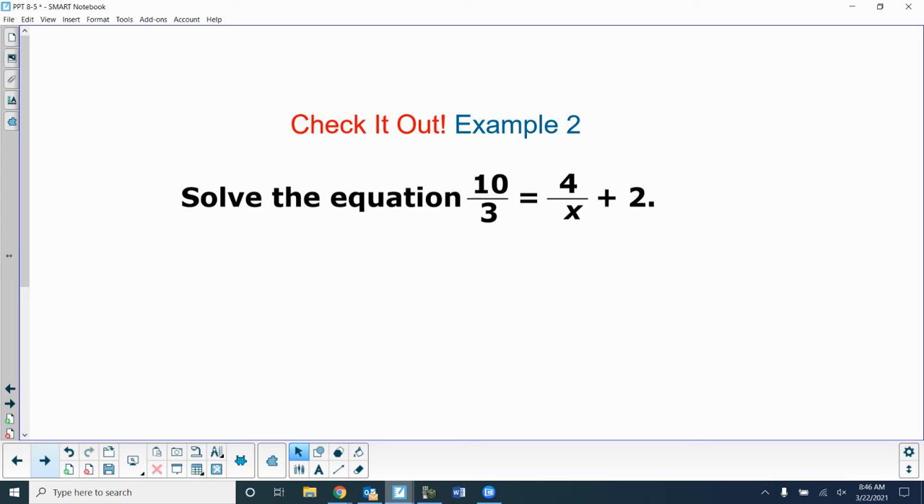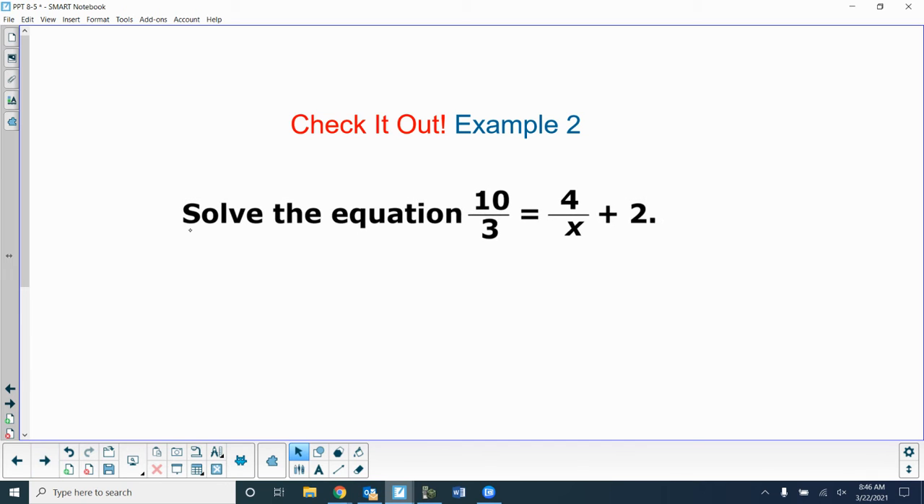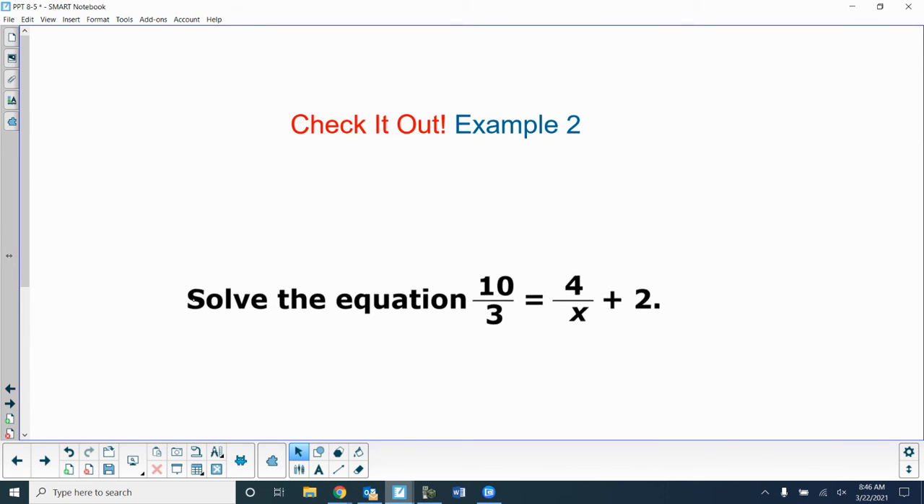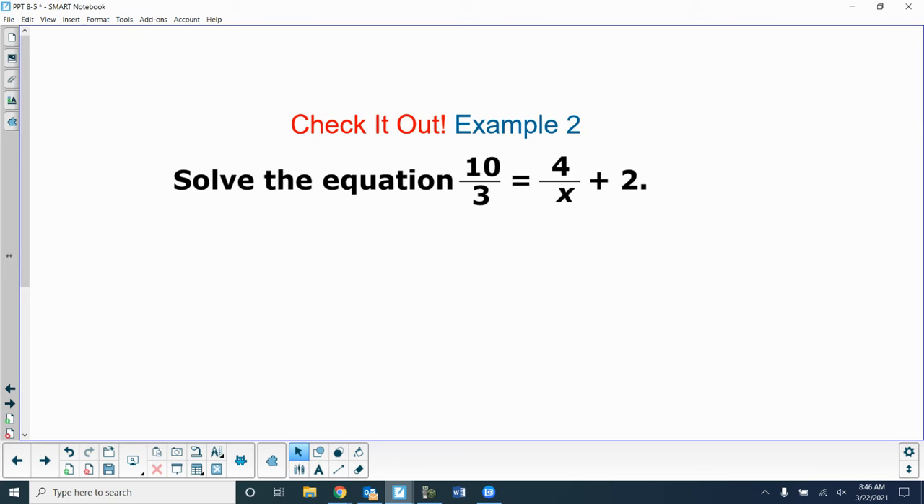Now it doesn't have the quadratic, so you can just get that first off. You have to get X by itself.